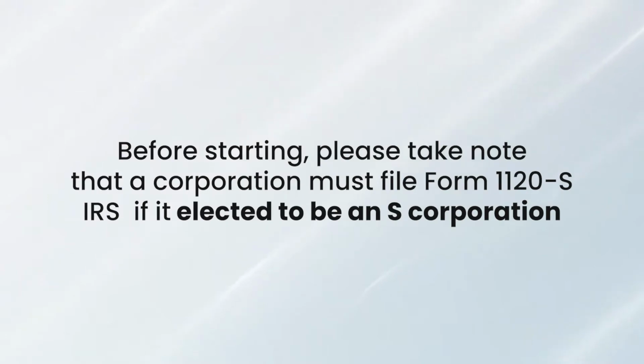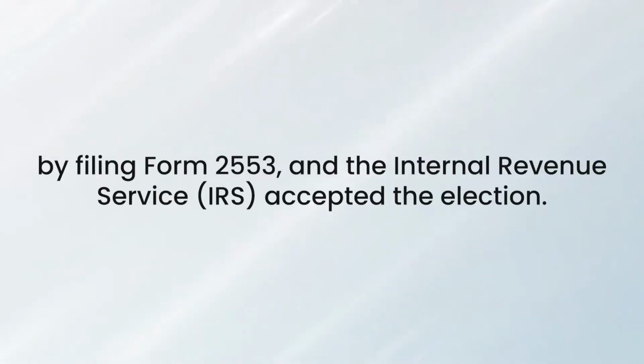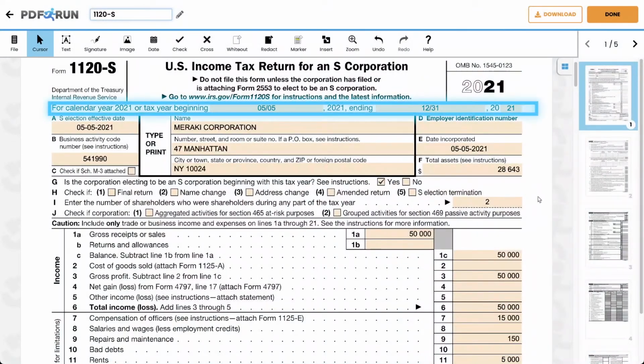Before starting, please take note that a corporation must file Form 1120S IRS if it elected to be an S corporation by filing Form 2553, and the Internal Revenue Service, IRS, accepted the election. Calendar or tax year. Enter the beginning and end of the calendar or tax year that this form is being filed for. Name. Enter the name of the corporation.